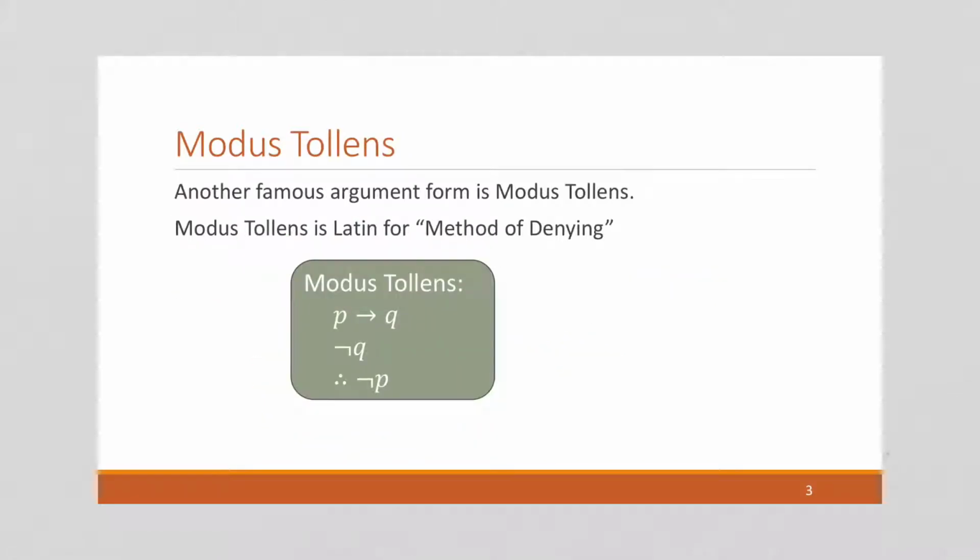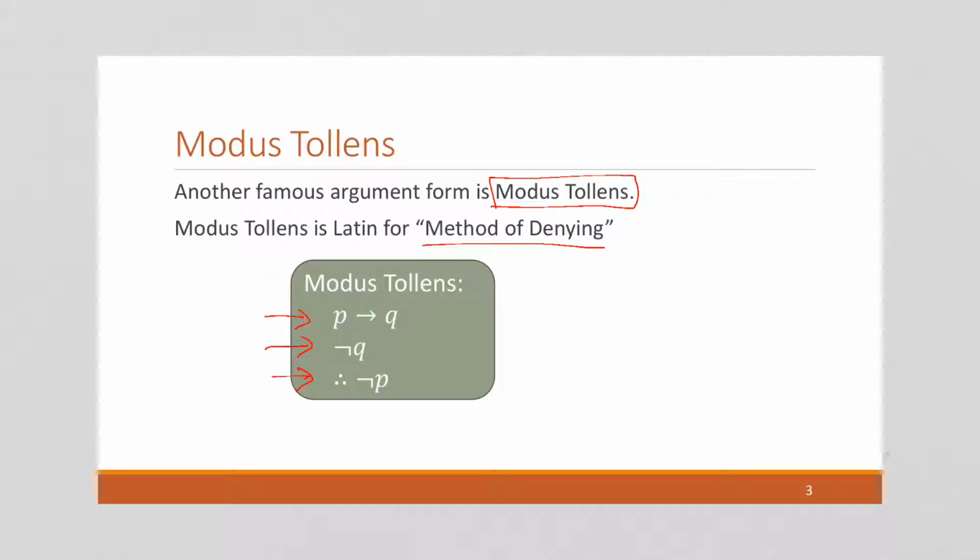Let's take a look at another one. Another famous one is called modus tollens, which is Latin for method of denying. Now this one looks similar, but not quite the same. Here we have P implies Q, or if P is true, then Q is true. And we state that Q is not true, so we conclude that P is not true.